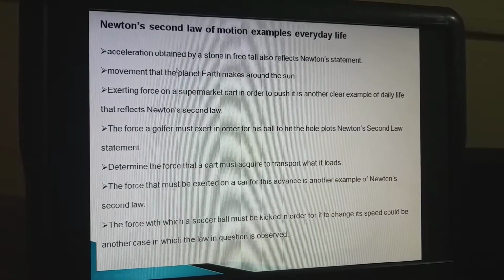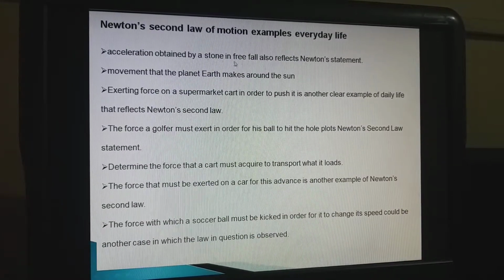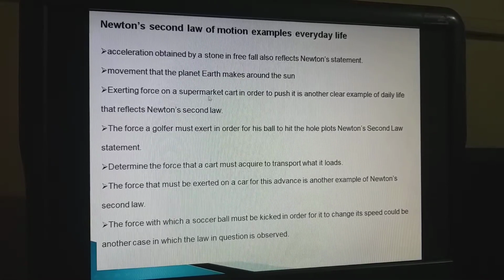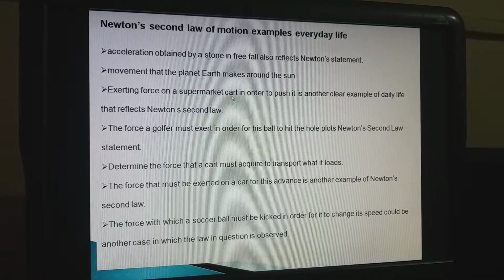These are some of the practical examples. Acceleration obtained due to free fall reflects Newton's statement. A free-falling stone is coming down due to the gravity of the earth. Along with its mass, its speed increases as it comes down. The movement of the earth and planets around the sun is another example. Then the supermarket cart.